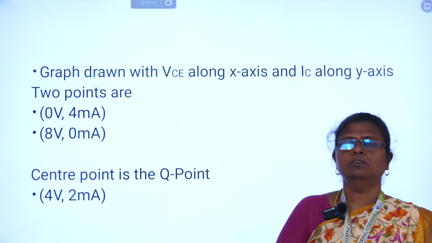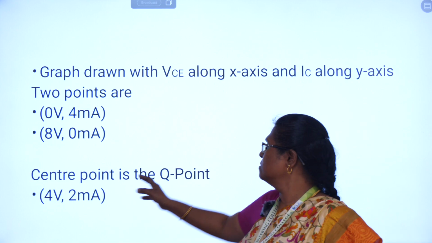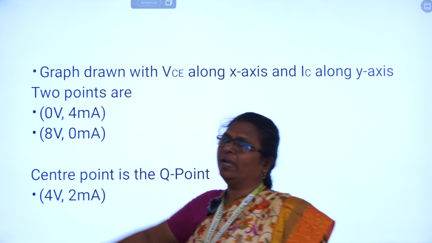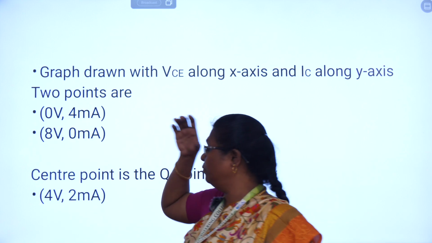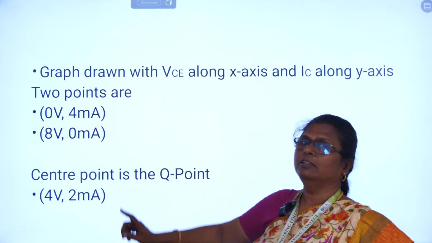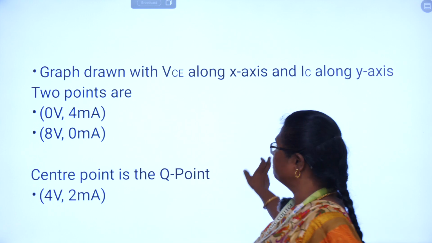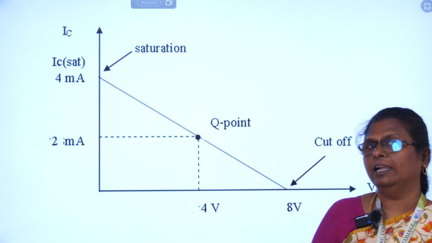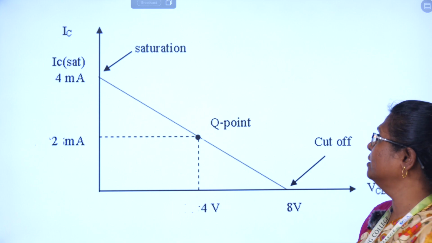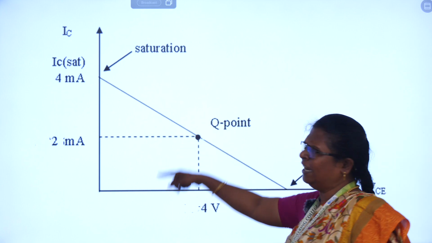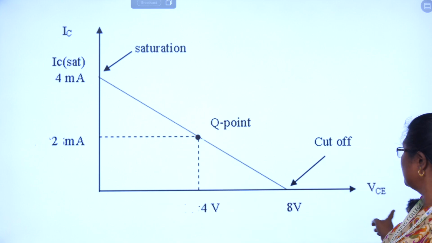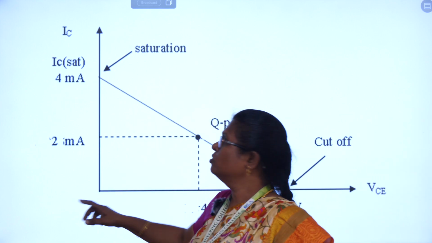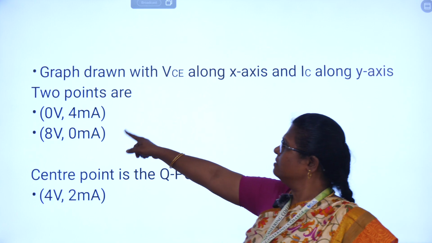Generally the Q point is taken as the center point, which will be half of this. When you take 0 and 8, the half will be 4 volts, and when you take 4 and 0, the half of it will be 2 milliamps. So let us draw the line and determine the Q point. Let us take the x and y axis, x axis voltage and y axis current.